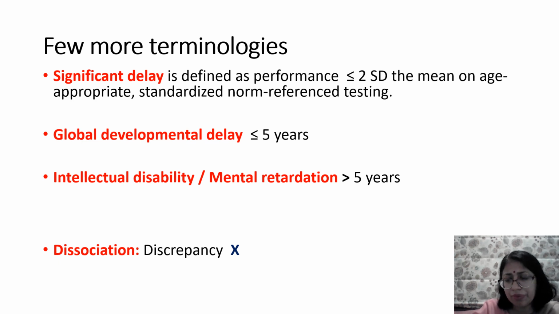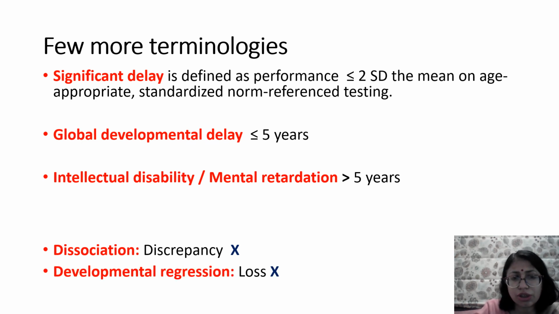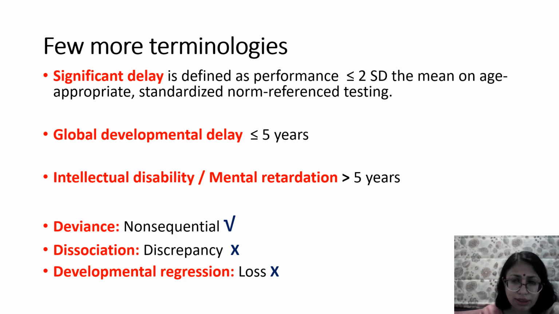Now very importantly, there are a few terminologies like dissociation, developmental regression and deviance. So what is the difference between all these? Deviance is that in the sequential milestones development, if there is a milestone which is out of place, that is deviance. To make it more clear, for example, we know that the developmental progression in the gross motor domain is cephalocaudal. That is, first the child learns to hold head, then sit, then stand, and then walk. Between sitting and standing, there is an intermediate stage of creeping and crawling.